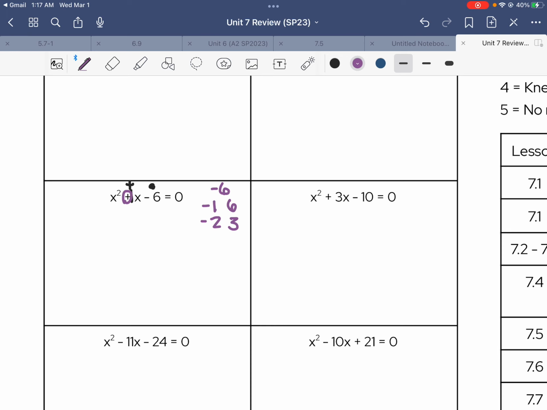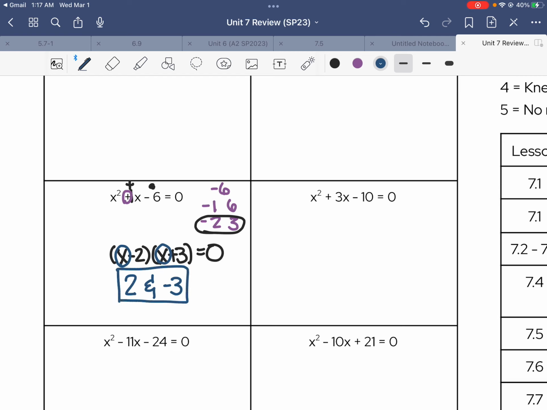Then I need to decide which one adds to 1. Well, negative 2 plus 3 is 1. So x minus 2 and x plus 3 are my two parentheses. And then I just ask myself, what number minus 2 equals 0? 2. What number plus 3 will equal 0? Negative 3. And those are your two answers. Any equation that has an x squared in it will have two answers.